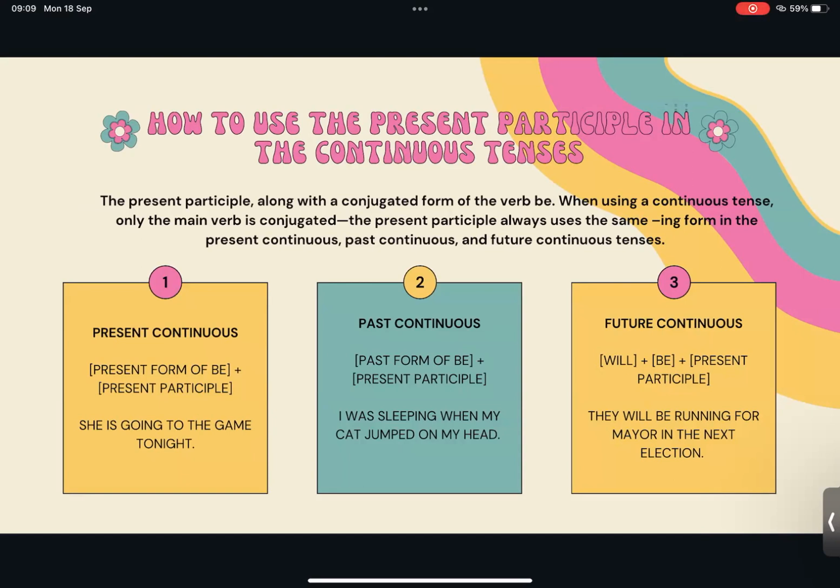First, the present continuous form is the present form of be plus the present participle. The example is: she is going to the game tonight. Second, the past continuous form is the past form of be plus the present participle. The example is: I was sleeping when my cat jumped on my head. Third, the future continuous form is will plus be plus the present participle. The example is: they will be running for mayor in the next election. Next.